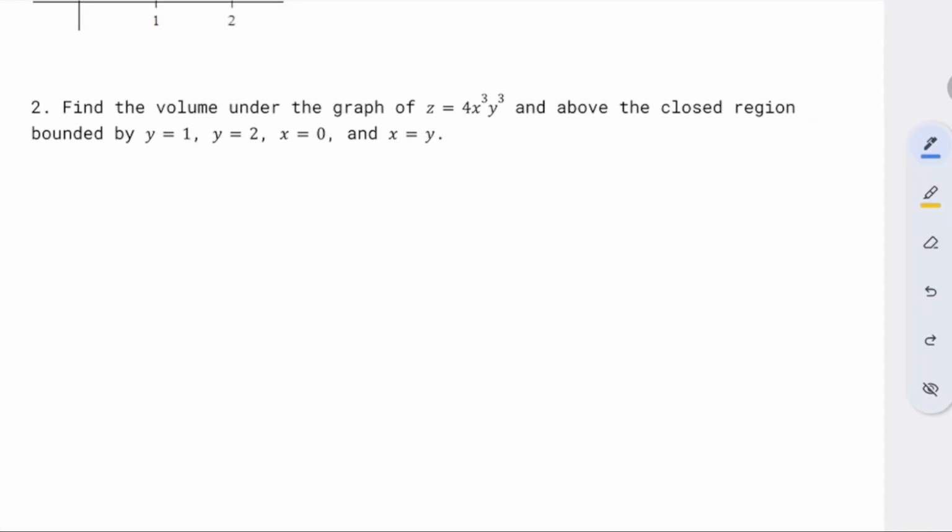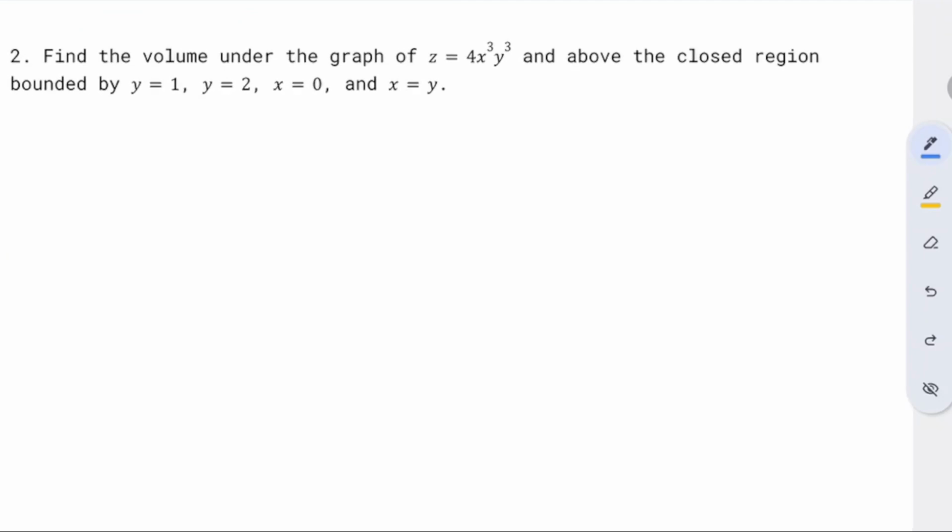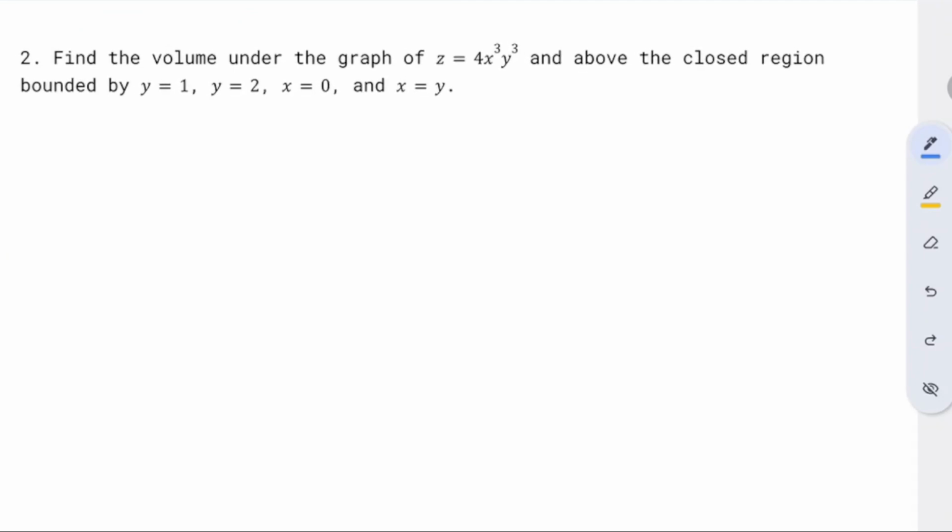Find the volume under the graph and above the closed region in the xy plane, probably should say. If we're talking about volume between a graph and above the xy plane, that's going to be just the double integral of that function. So we're going to be double integrating, bounds remain to be seen, 4x cubed y cubed. And really let the prompt clue you in.